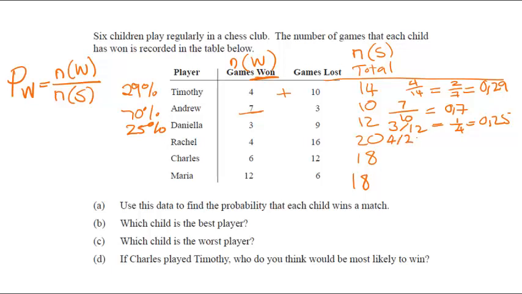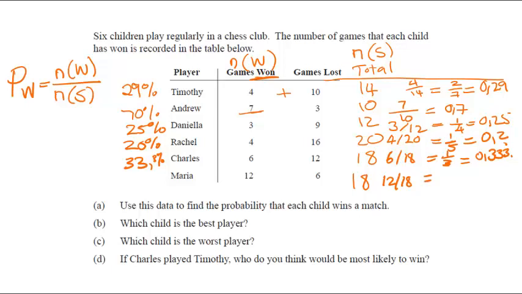Rachel is going to be 4 over 20. That simplifies to 1 over 5, which is 0.2 as a decimal, or 20% as a percentage. Charles is going to be a probability of 6 out of 18, which becomes 1 over 3, and that's 0.333 recurring, or 33.3%. And lastly, Maria is going to be 12 out of 18.